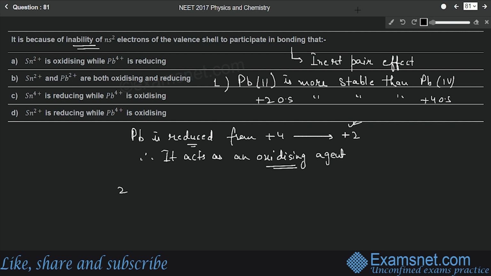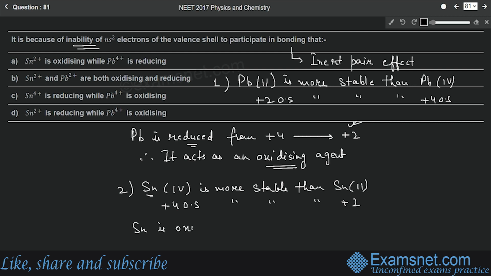Now if we talk about the tin, Sn, the case with tin is just the opposite. Here Sn4+ is more stable than Sn2+. It means that +4 oxidation state is more stable than the +2 oxidation state. So in this case, what will happen? Tin is oxidized. It will be readily oxidized from +2 to +4 oxidation state because +4 oxidation state is more stable.